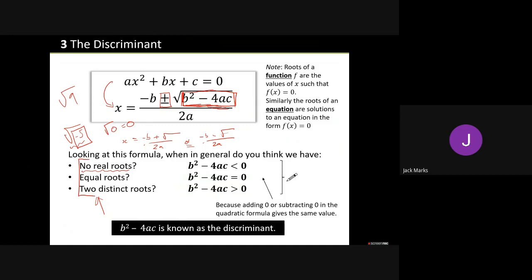You must understand and use these connections. They will come up extensively throughout A-level. This is the discriminant, which is part of the quadratic formula. We don't need the whole thing, but we need to understand that there are certain conditions on the discriminant that affect how many roots there are, how many solutions there are.